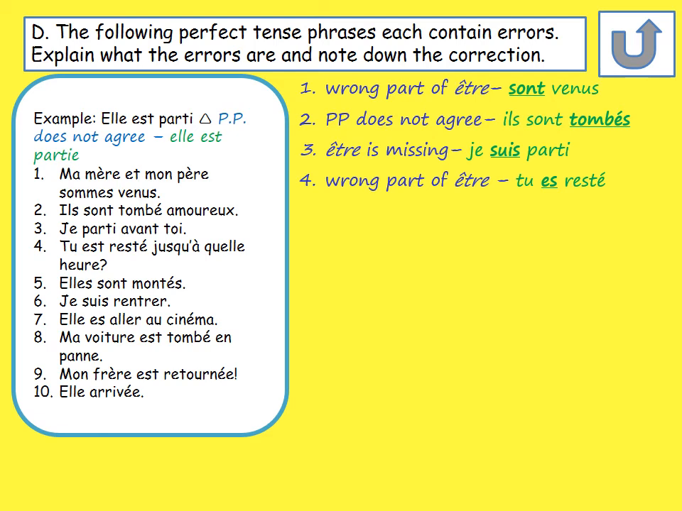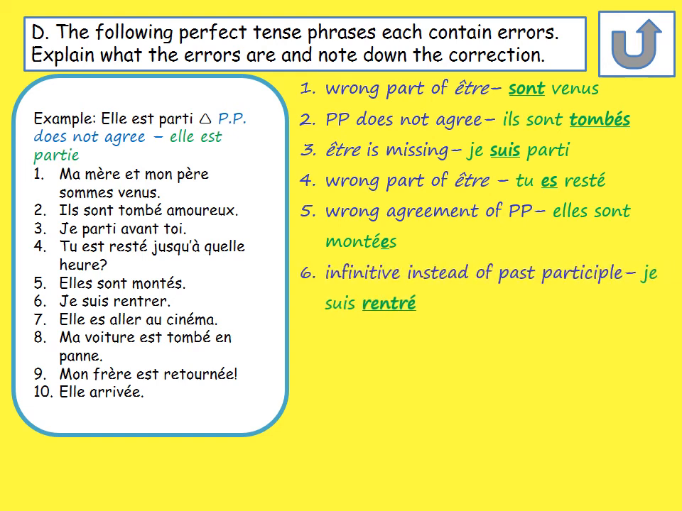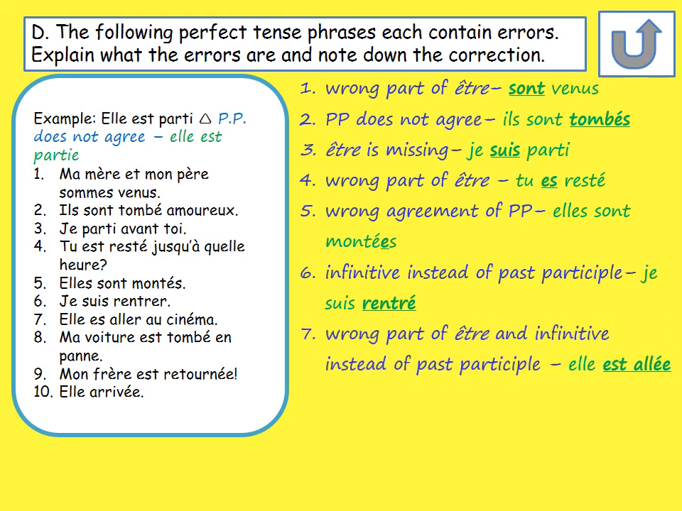But what's missing from the past participle? It needs an extra E. Je suis rentrée. We've got the infinitive instead of the past participle. Remember, if you're a girl, je suis rentrée, you need to add an extra E. Elle est allée au cinéma. Wrong part of être and using the infinitive, not the past participle. Ma voiture est tombée en panne. My car broke down. Ma voiture is feminine, so it needs an extra E.